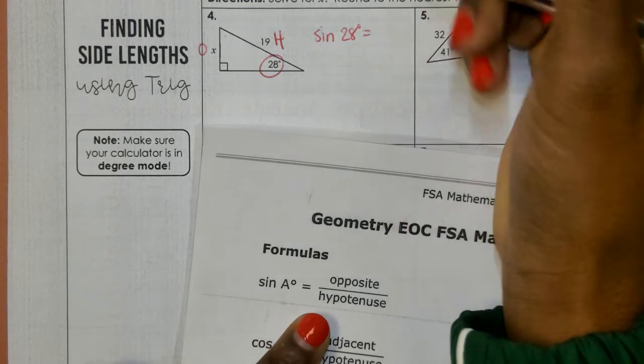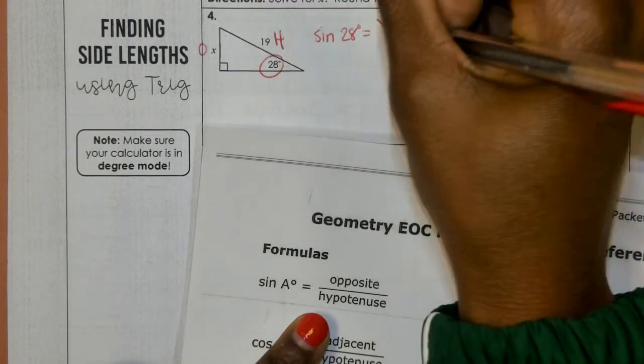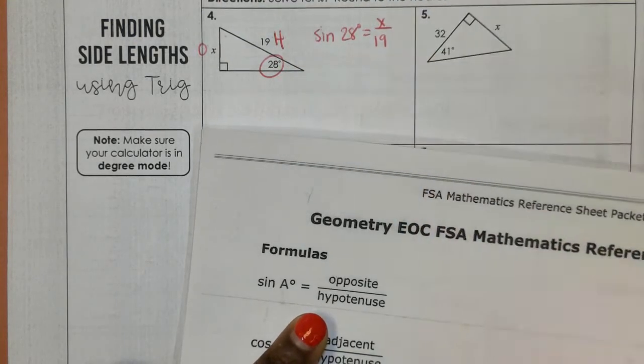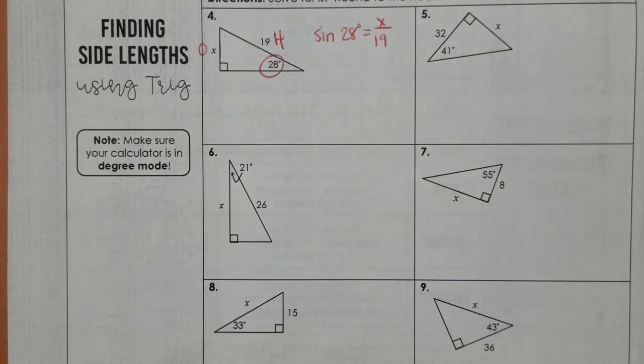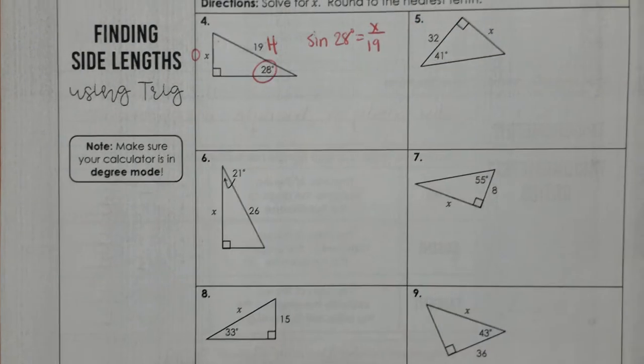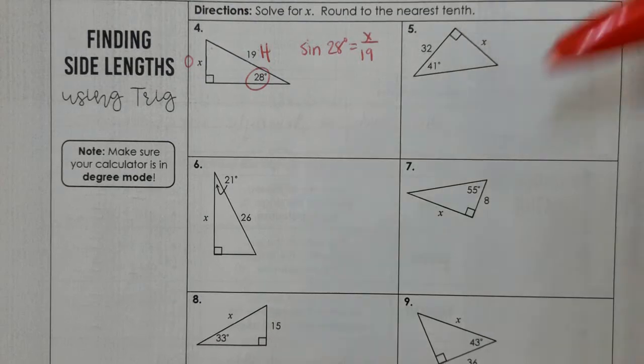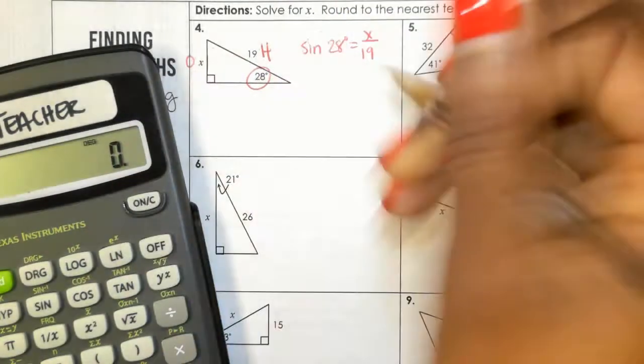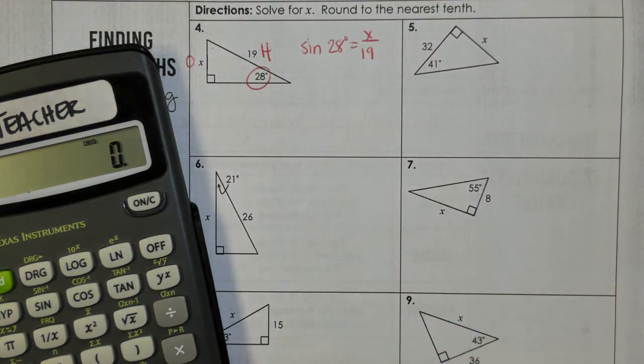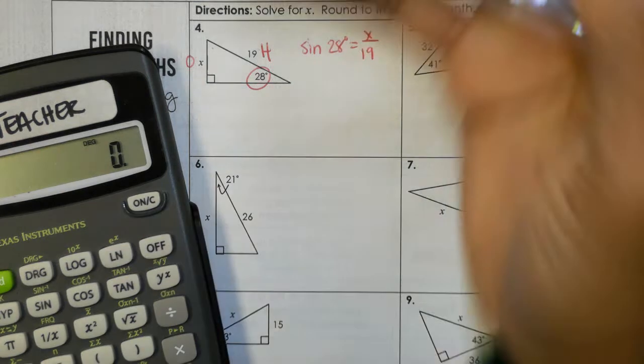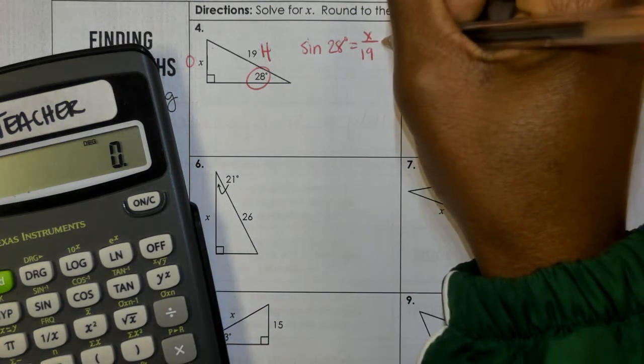The opposite is x, and the hypotenuse is 19. A lot of students want to skip here to start putting things in the calculator, but it's a good idea to solve all the way for x. The last step is to set up and solve, and when I say solve, it's solve for x. You want to get x by itself before you plug into the calculator.